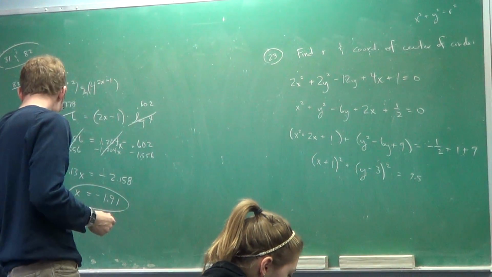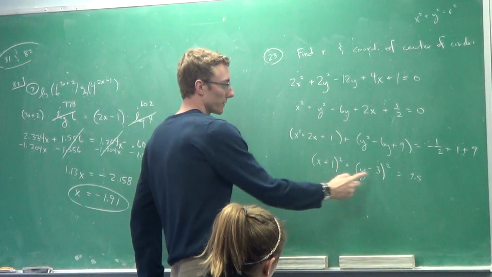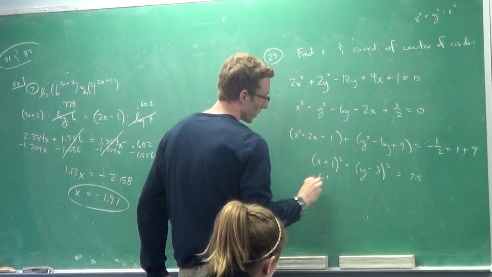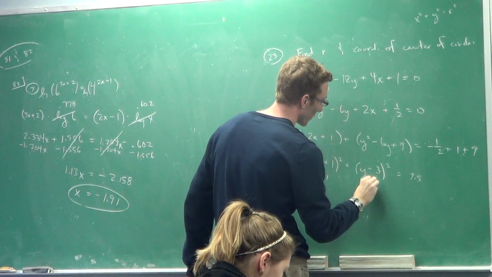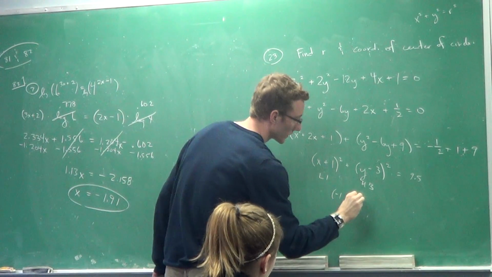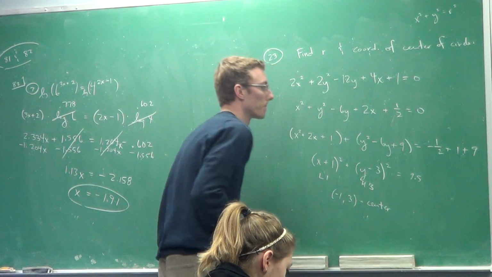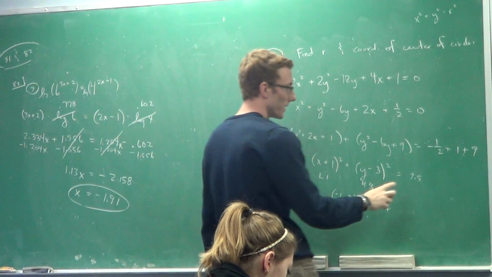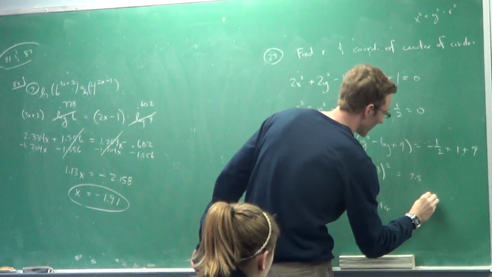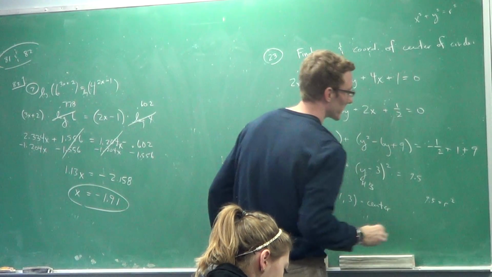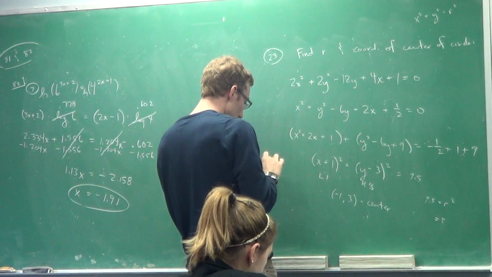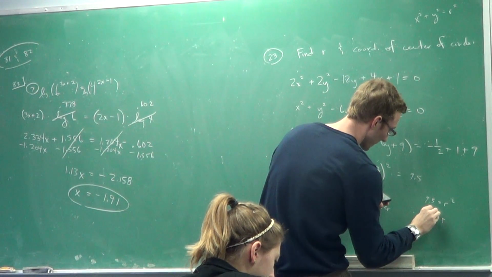So, where's the center of the circle? Well, you can see there's shifts here from the normal circle. So the x has been shifted left 1, and the y has been shifted up 3. So, based on that, that's the coordinate of the center. The 9.5 is the radius squared. So, if 9.5 equals the radius squared, then the radius is the square root of 9.5, which is 3.08.